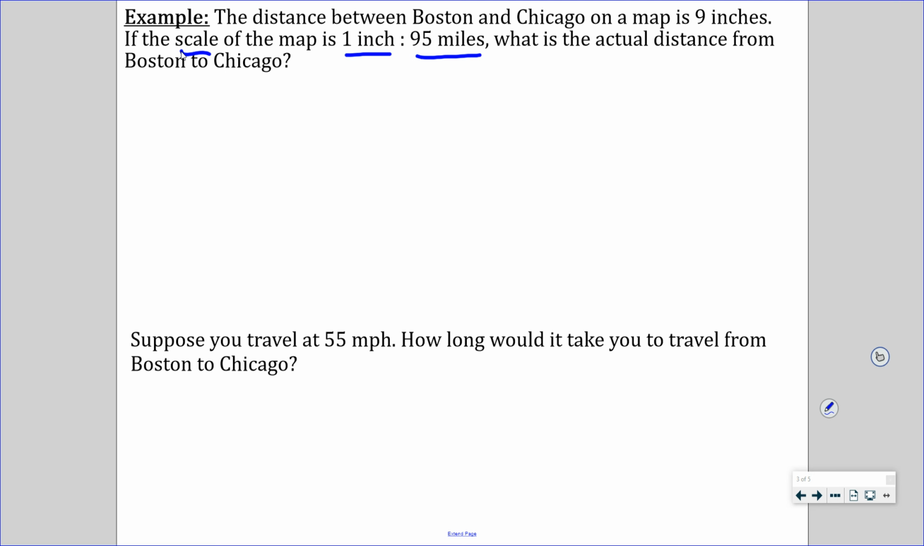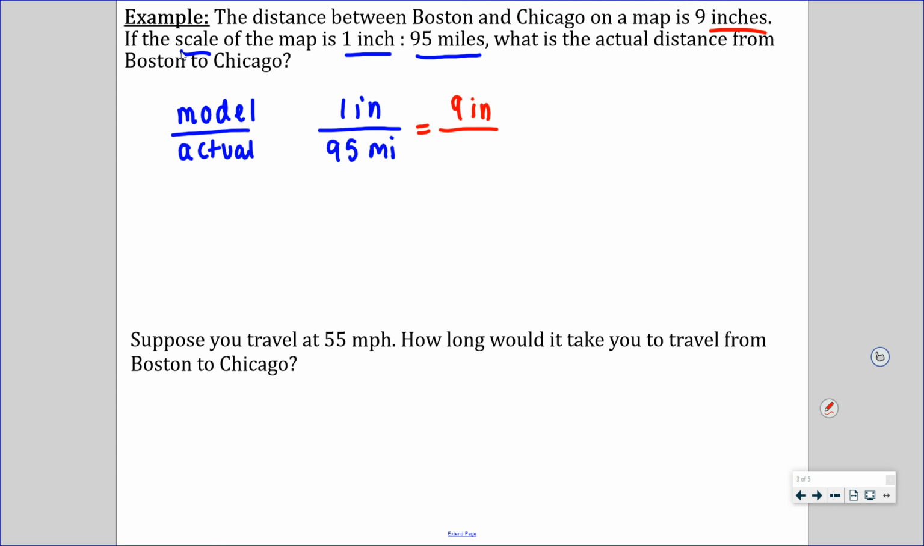All right, so my scale is a ratio of my model to the actual. So we know the model, which is 1 inch, represents 95 miles in the actual distance. So if I know that on the map, Chicago and Boston are 9 inches apart, I want to keep the inches consistent with my proportion. How many miles are they actually apart distance-wise? Now we have this nice proportion. We can cross multiply, but again, I know a lot of us could have just done 9 times 95, which is 855 miles.